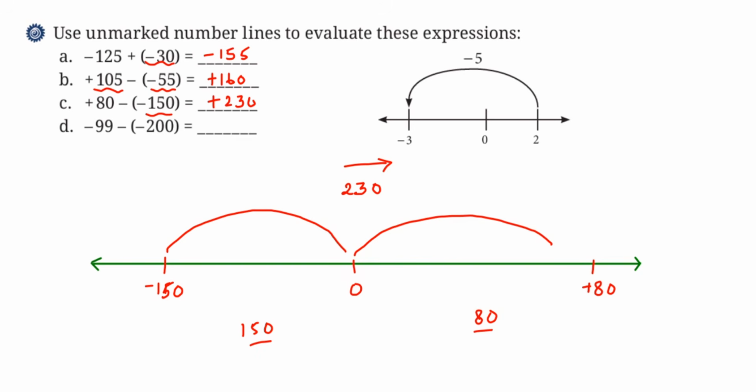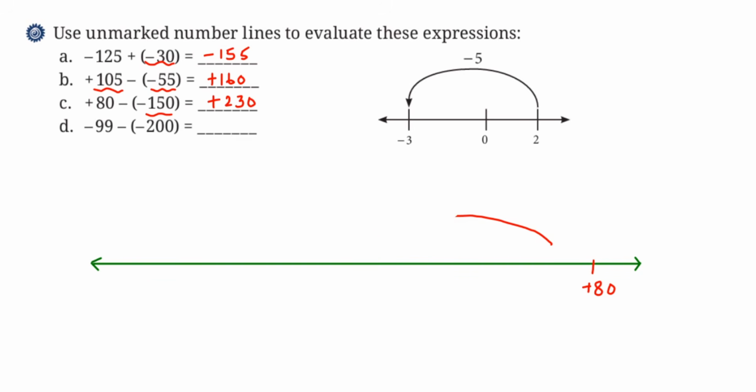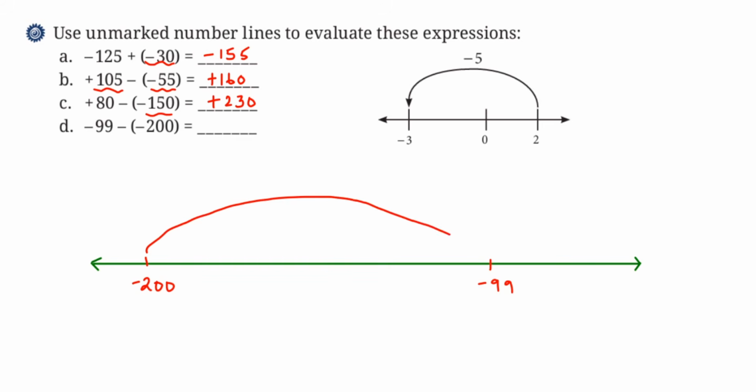And the last question, we have minus 99 minus minus 200. So you are at minus 200. So let's mark minus 200 and you want to reach minus 99. Now in your number line, minus 99 actually is to the right side of minus 200. So here is minus 99. So in between this we don't have 0. So from minus 200 you want to go to minus 99. So how many units do you have to move? And remember, you're moving towards the right side.